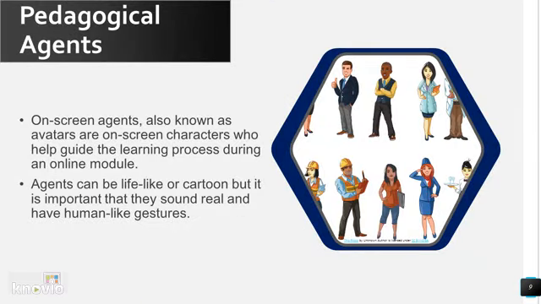Pedagogical agents are also known as avatars, who are on-screen characters who help guide the learning process. Agents can be representations of real people using video and human voice, or artificial characters using animation and computer-generated voice. I am sure many of you remember the paperclip character from Microsoft Word. That is an example of an on-screen agent.